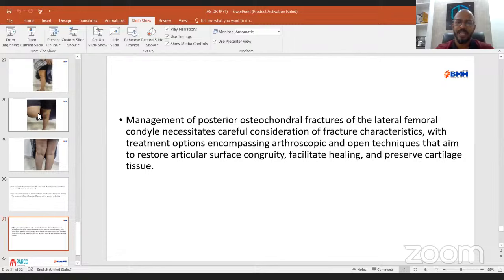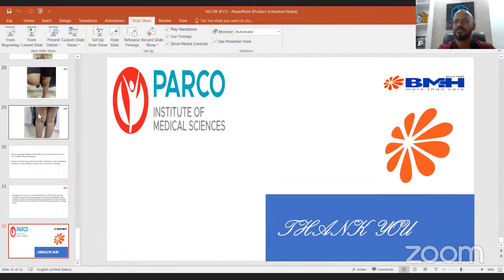So the management of posterior osteochondral fractures of the femur sometimes needs careful consideration of the fracture characteristics and might need arthroscopic and open techniques to restore articular surface congruity, to preserve the tissue and facilitate healing. So thank you. Thank you.